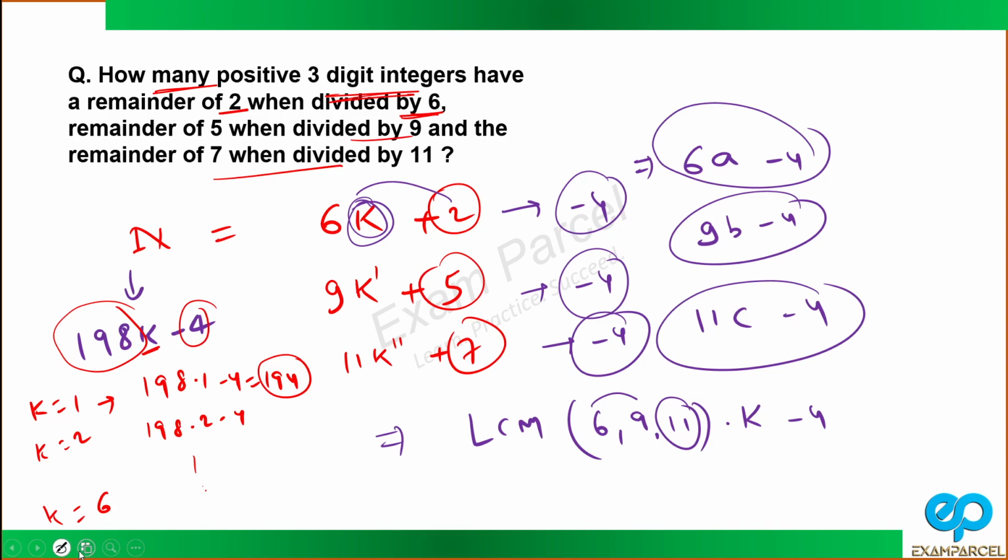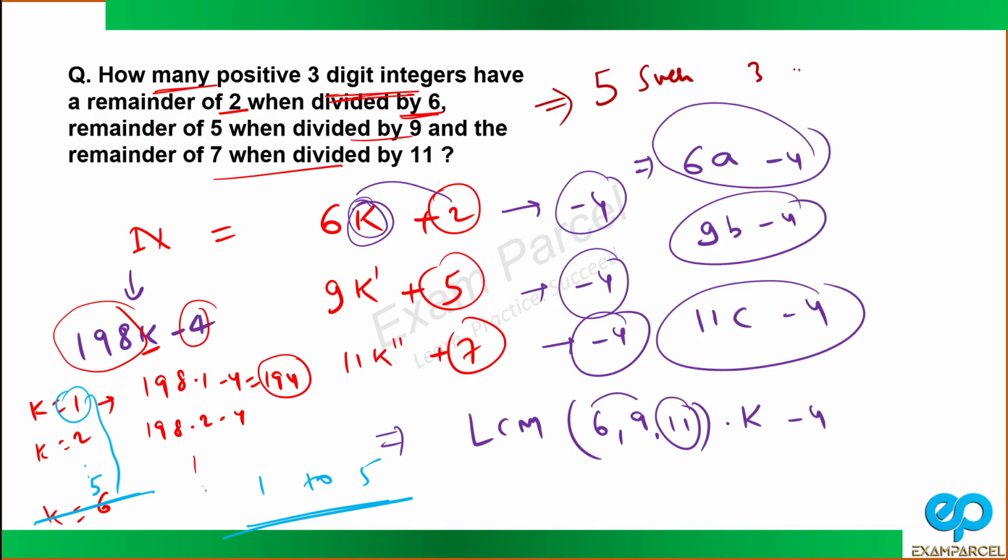So obviously k equal to 6 will give me an integer which will be greater than a 3-digit integer, right? So from k equal to 1 to k equal to 5, I cannot go beyond 5. So k equal to 1 to 5, it means that only 5 such integers are there, right? So how many positive 3-digit integers are there? 5 such 3-digit integers.